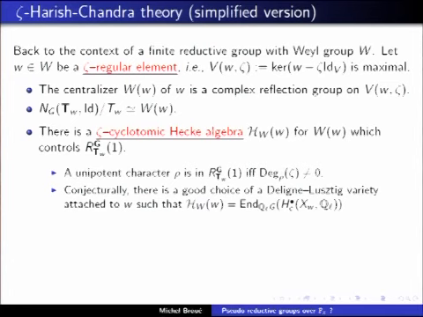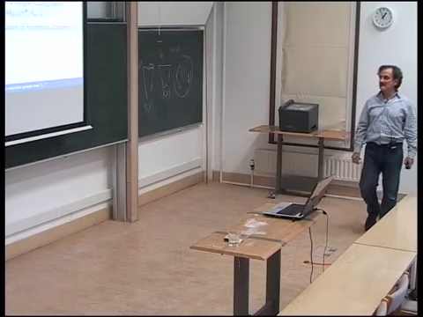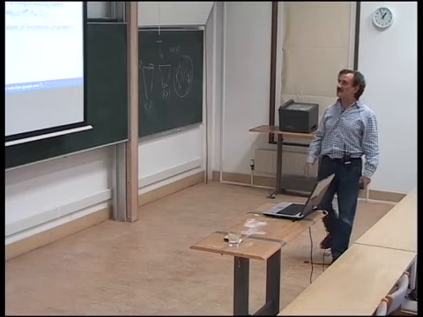But if this is true, there are lots of numerical consequences, and the numerical consequences are checked, and so there is indeed a zeta cyclotomic algebra which controls this. What is zeta cyclotomic then? And also the conjecture predicts the eigenvalue of Frobenius attached to the irreducible constituent.